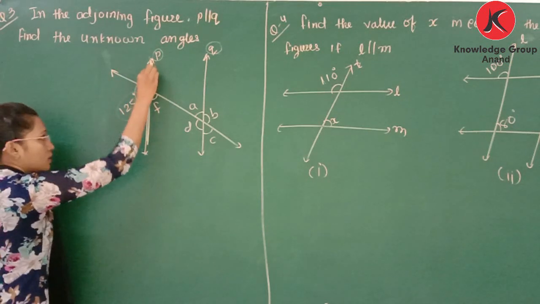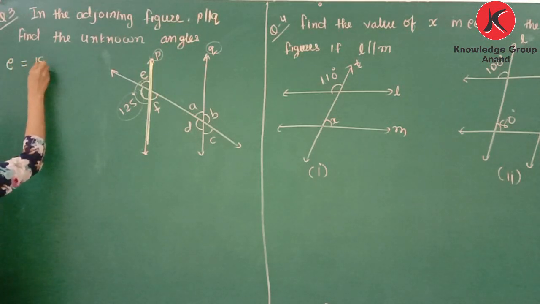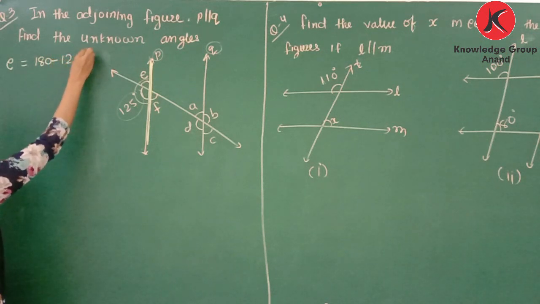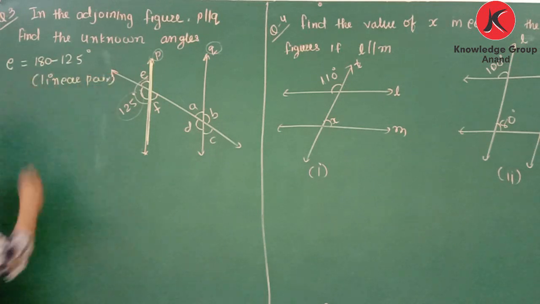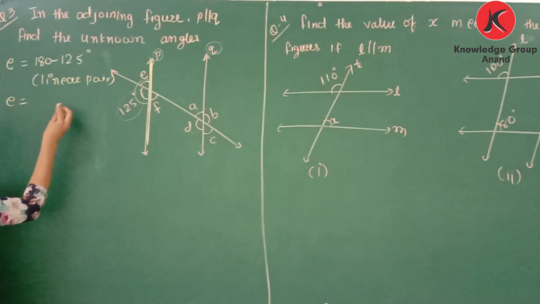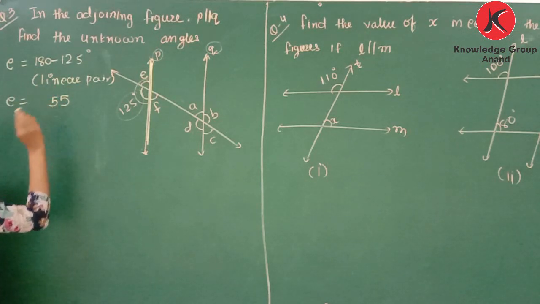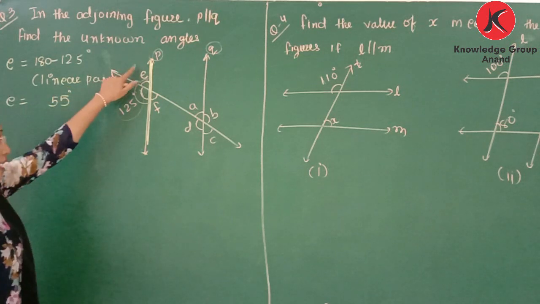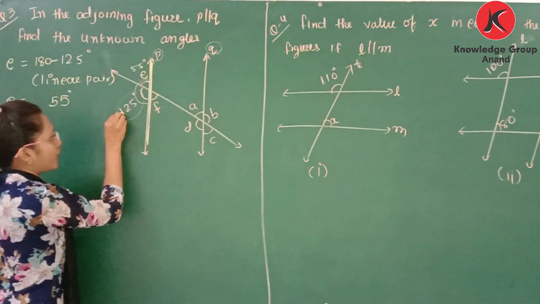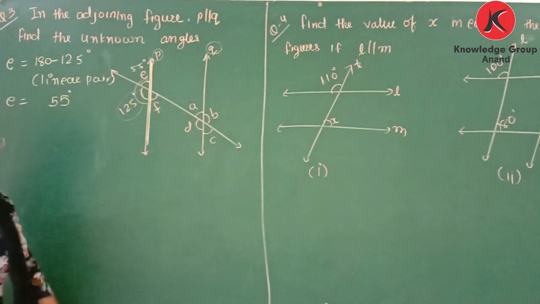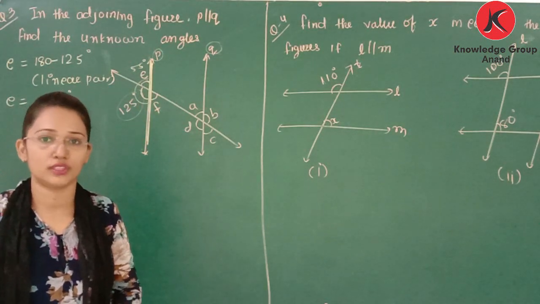Why? Because this is 180. So we can write E is equal to 180 minus 125. Reason is what? Linear pair. So E is equal to 55. So here we have the value of E, that is 55. Now E and F are what pair? Here they are opposite angles, and we learned that vertically opposite angles are equal.